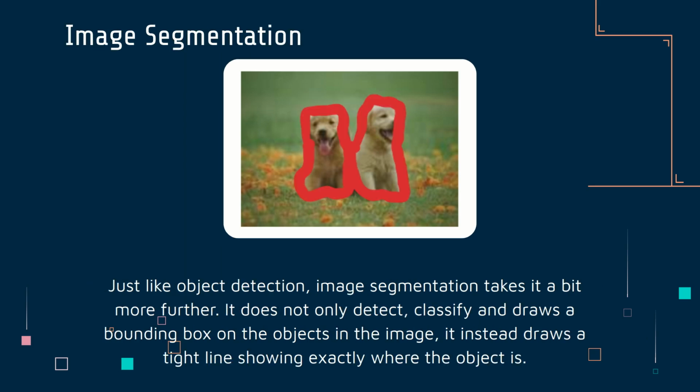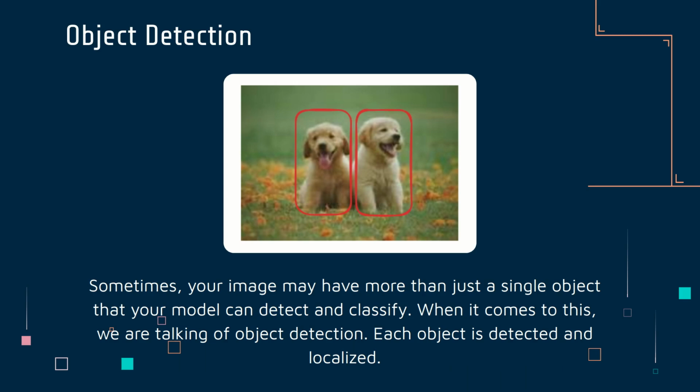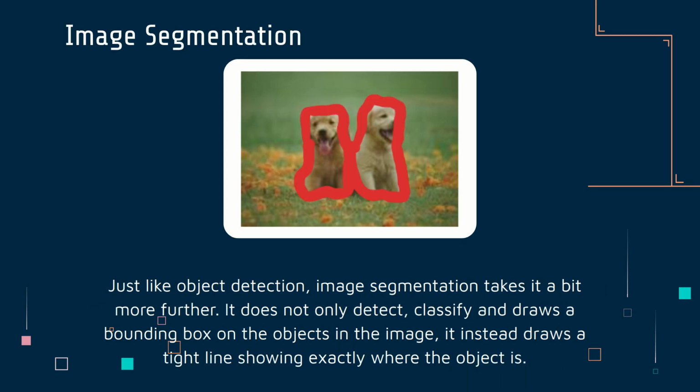Moving on to segmentation. Segmentation builds on top of the idea of object detection. In object detection, we have an image with multiple objects that our model can detect, and it draws bounding boxes around them. Segmentation goes a bit further. Instead of just drawing bounding boxes around them, it actually draws segments, basically tiny lines tracing the outline of the dog.